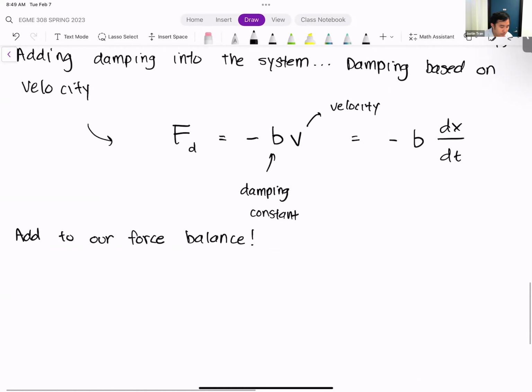Okay, so let's add this to our force balance from above. We already have a spring force being applied onto the mass. If we sum up all the forces on the mass, we first get the spring force, and we know the spring force is minus kx.